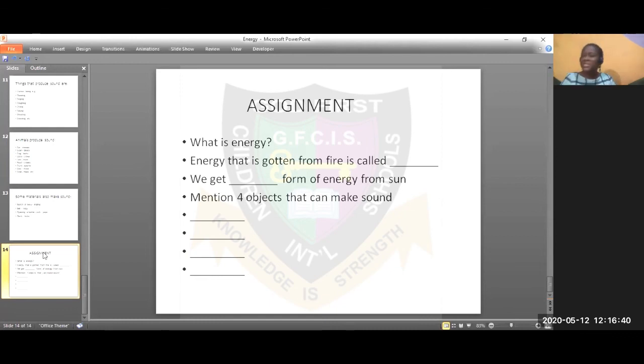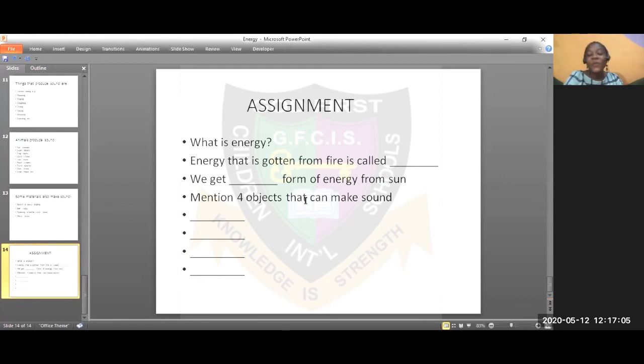Yes, can somebody tell me what energy is? Yes, energy is the ability of an object to do work on another object. Energy that we get from fire is called what energy? Yes, who can tell me? I can see you raising your hand up. Yes, Oya, tell me. Did you say heat energy? Beautiful. You are very correct.